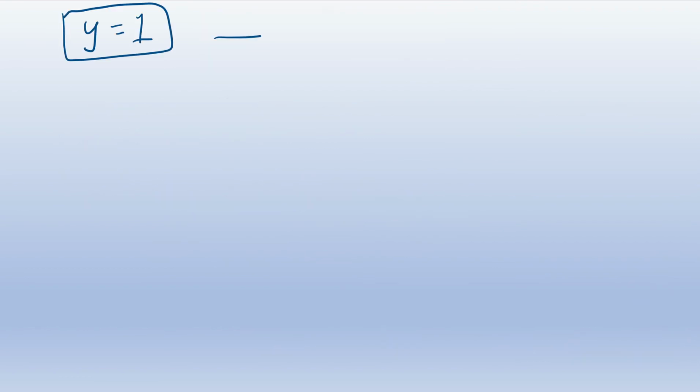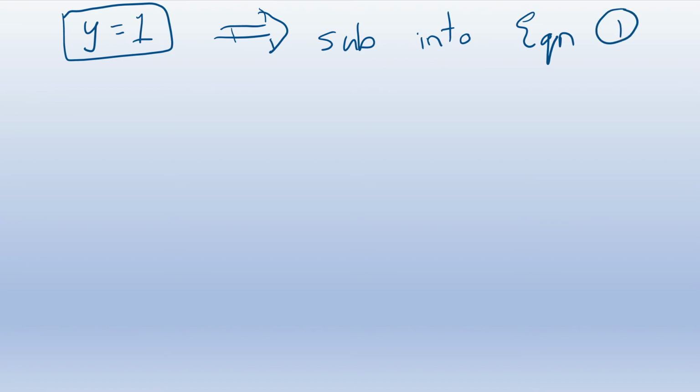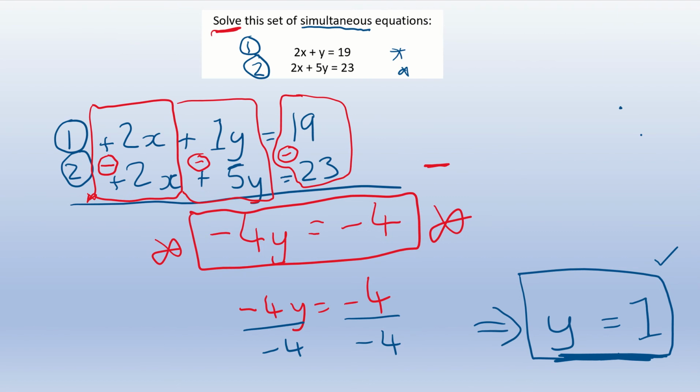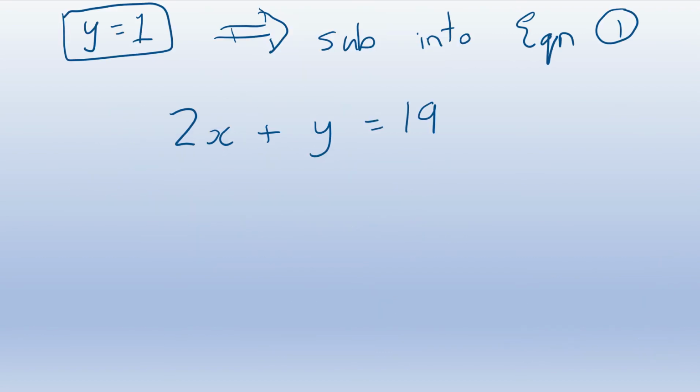So y is equal to 1, and I'll just put some arrows here. Sub into equation number 1. You can do equation number 2 if you want, but I'm going to pick equation number 1 because it's easier. Lower numbers. So I had 2x plus y is equal to 19, I think it was. Yeah, that was my first equation. So what I'm going to do is I'm going to sub this fact in here. I know that y is equal to 1.